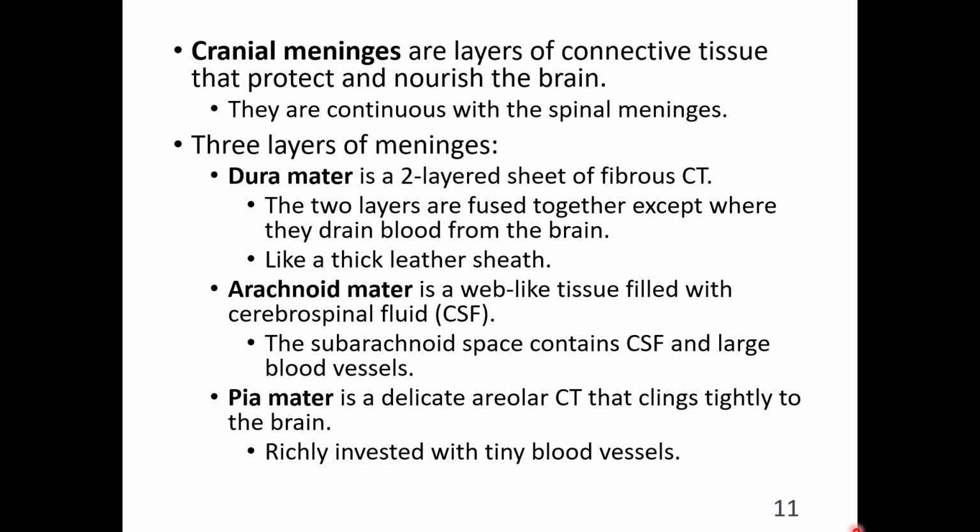Cranial meninges are layers of connective tissue that protect and nourish the brain. They are continuous with the spinal meninges and will be discussed in the next few chapters. There are three layers of meninges: the dura mater, the arachnoid mater, and the pia mater. The dura mater is a two-layered sheet of fibrous connective tissue. The two layers are fused together except where they drain blood from the brain. Therefore, they act like a vein and are called the venous sinus.